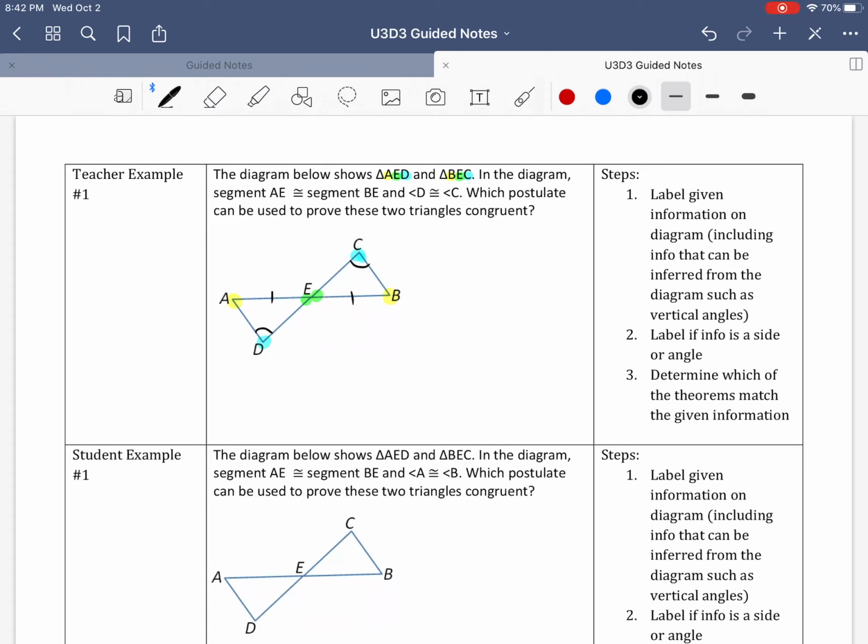And there is actually one other piece of information here that's really important, which is angle E. I have vertical angles right here, and I know that vertical angles are congruent. That means I have this angle, and this side. And my side is opposite an angle. So I can prove that these triangles are congruent based on the angle side theorem.